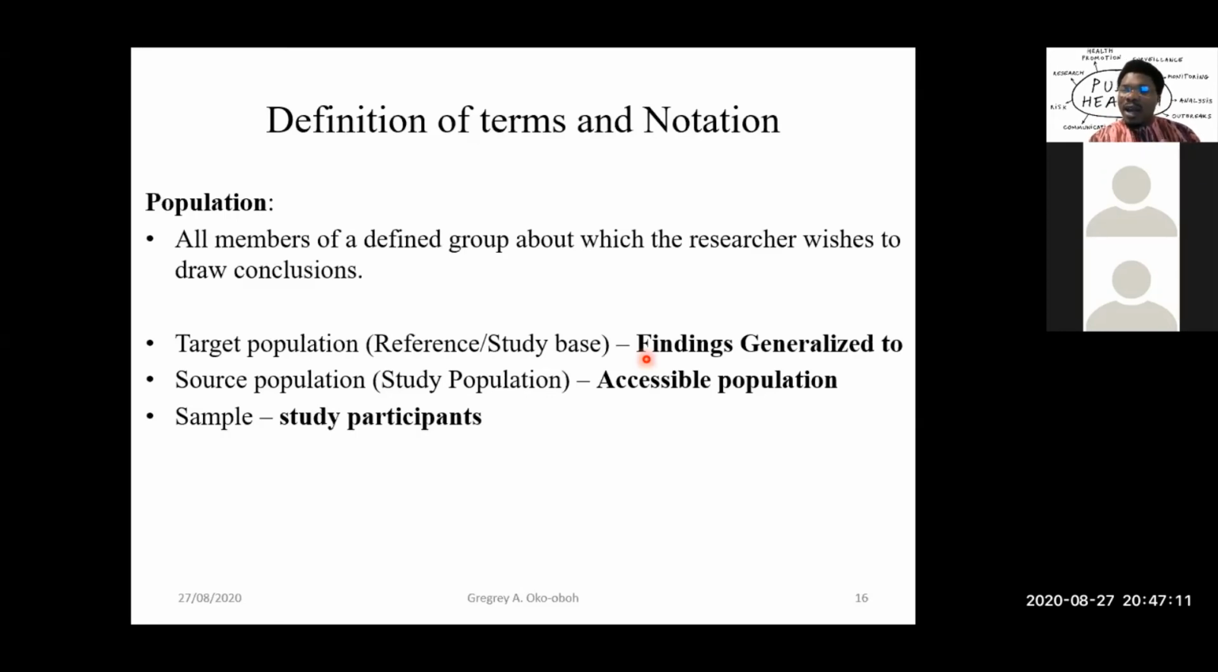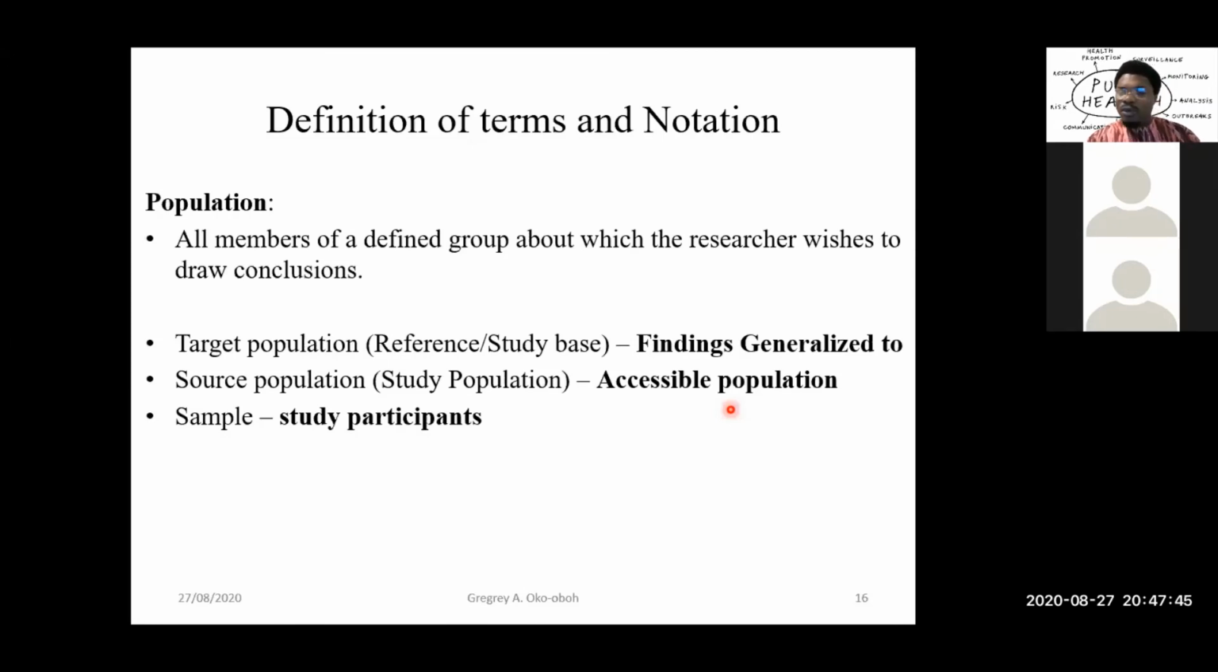Then, because we cannot have access to the target or reference population, usually we now look for a study or source population. There's a lot of terminological differences here. Some people switch all these terms, but you must be able to explain what your term means and try as much as possible to use the right term. So a source population or a study population is the accessible population. This is the population that you can gain access to. I think I gave an example in the next slide. We'll all see it together.